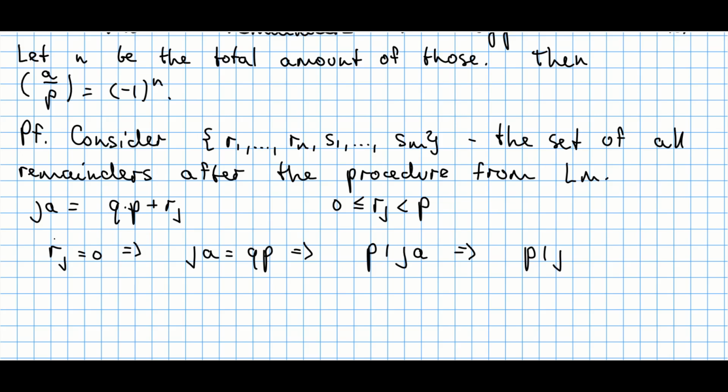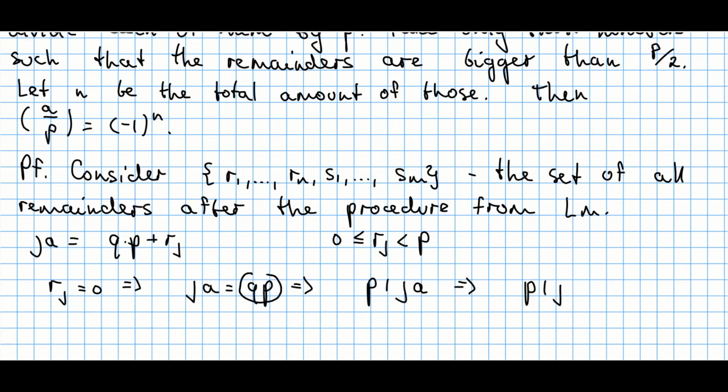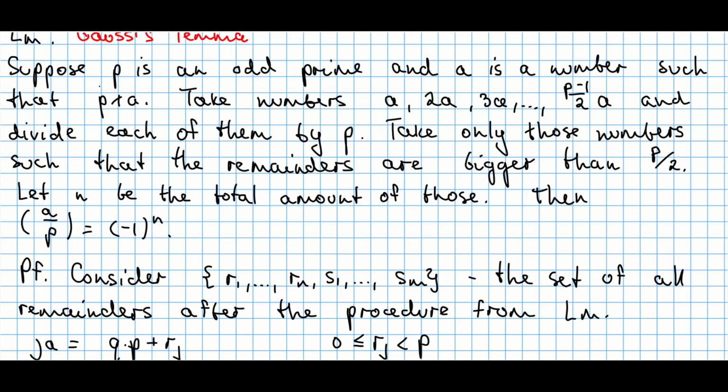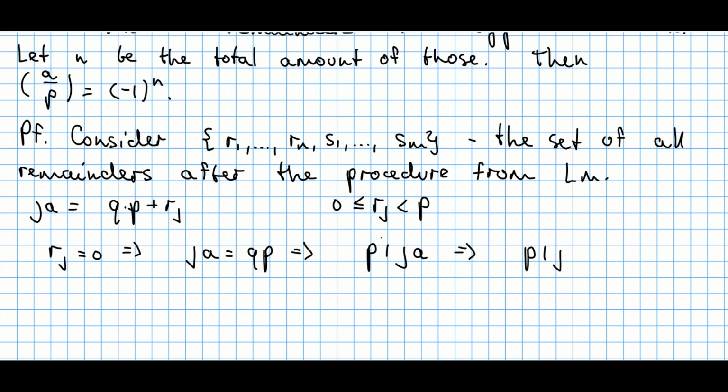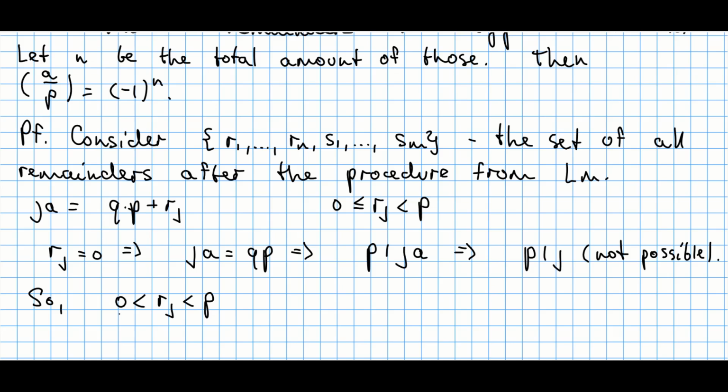Because if we assume that the remainder is equal to 0, then this number JA, which is from this list, is going to be equal to Q times P. So it means that this prime divides this number JA. However, we know that P cannot divide A, so therefore, since P is prime, P must divide J. And J is a number between 1 and (P minus 1) over 2. And this is not possible. So therefore, when we take all remainders from here, we will never get 0. The remainder is strictly between 0 and the prime.